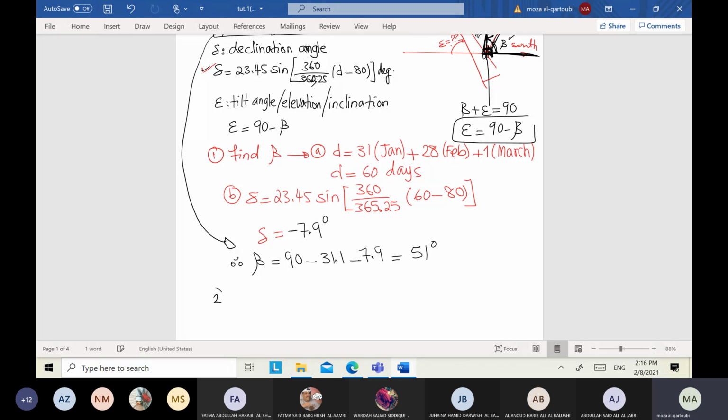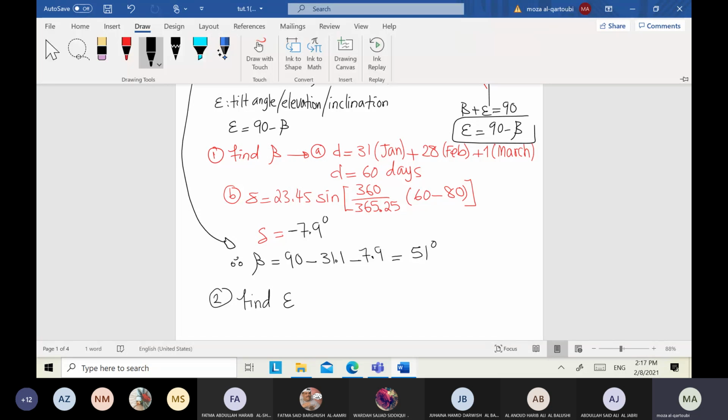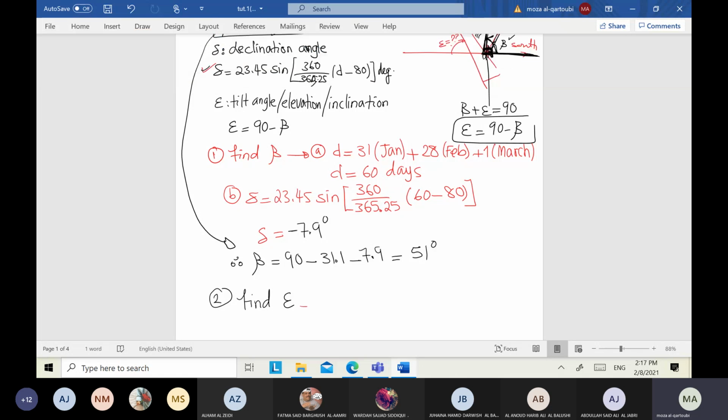Now step number 2 is to find the tilt angle, so find epsilon. With respect to beta, epsilon will be 90 minus beta. So equals 90 minus 51, which equals 39. Okay, 39 degrees.